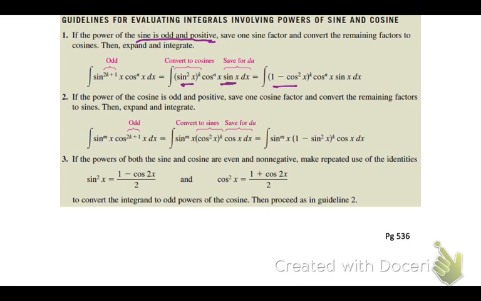Likewise, if the cosine is odd and positive, the power of it, you pull out a cosine and convert the remaining factors to sine. And then you can use that again with that Pythagorean identity. If the powers of both sine and cosine are even and non-negative, you might want to replace them with one of the power reducing formulas from before. And then you go on to one of the other ones.